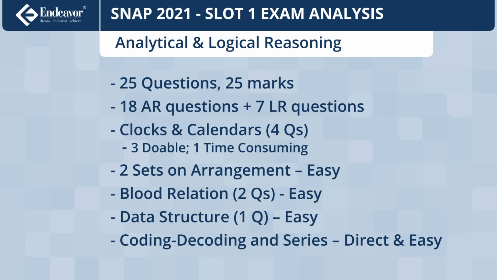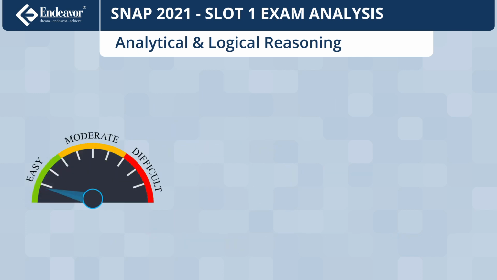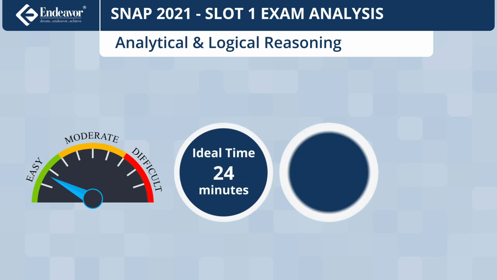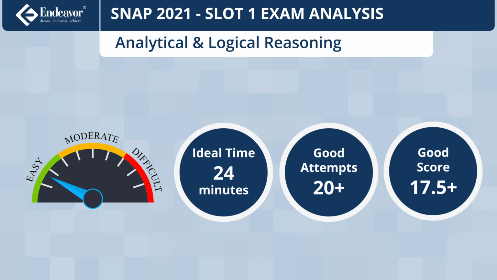Overall, this section was easy and well-prepared students should be able to extract a high number of attempts within reasonable time allocation. Overall, the difficulty level of this section can be termed easy. Ideal time 24 minutes, good attempts 20 plus, good score 17.5 plus.